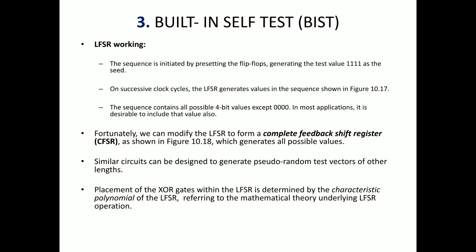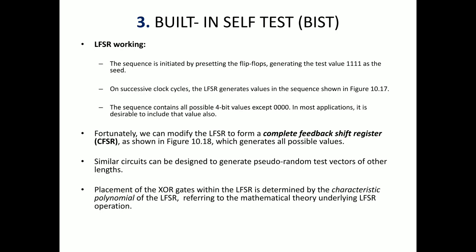The working of the LFSR is that the sequence is initiated with the seed value 1 1 1 1. Then on successive clock cycles the LFSR generates the pseudo random sequences. The sequence contains all possible 4-bit values except 0 0 0 0. In most applications it is desirable to include that value also. When some applications require the test vector 0 0 0 0, we need to generate that one also. In order to generate that, we need to modify the LFSR slightly in a different manner, so that we will get all the 16 combinations.